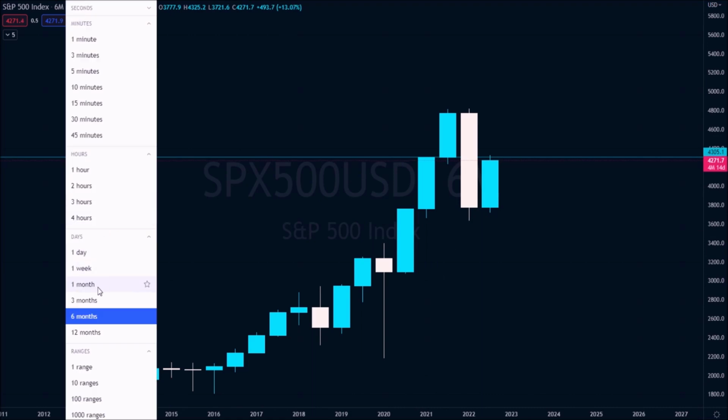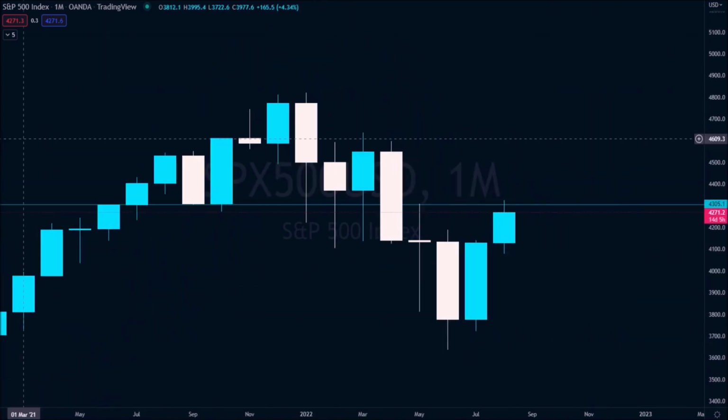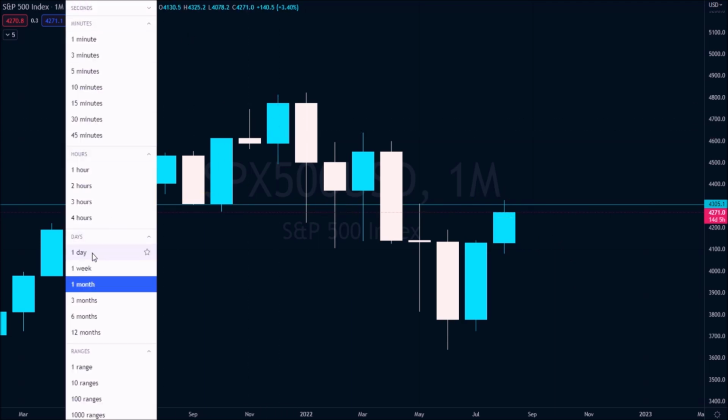So let's go and look at the monthly, and you can see in the monthly it becomes a little bit clearer, this support, resistance, and this is higher time frame resistance. So looking for some movement to the downside here would be ideal. We'll take a look at the daily.